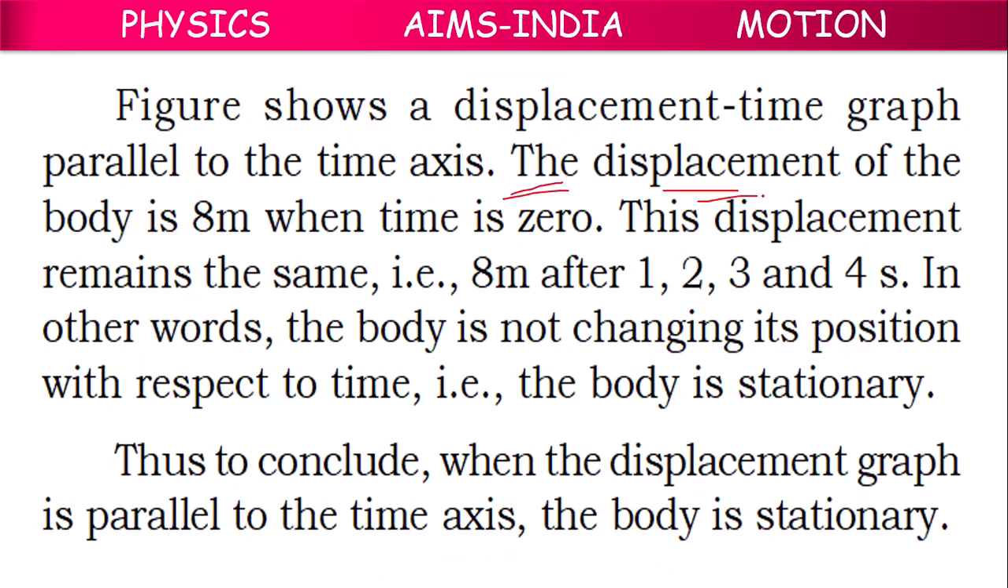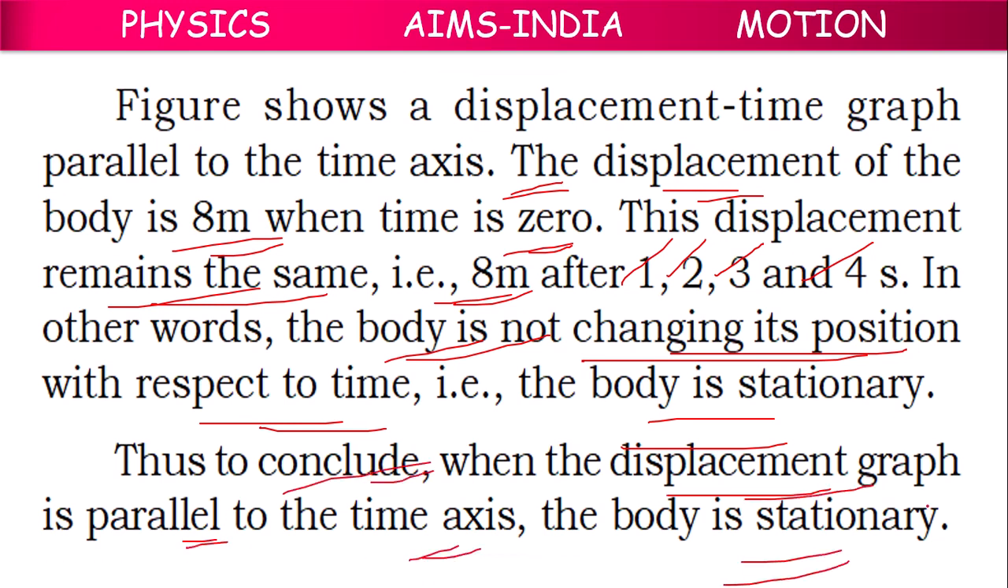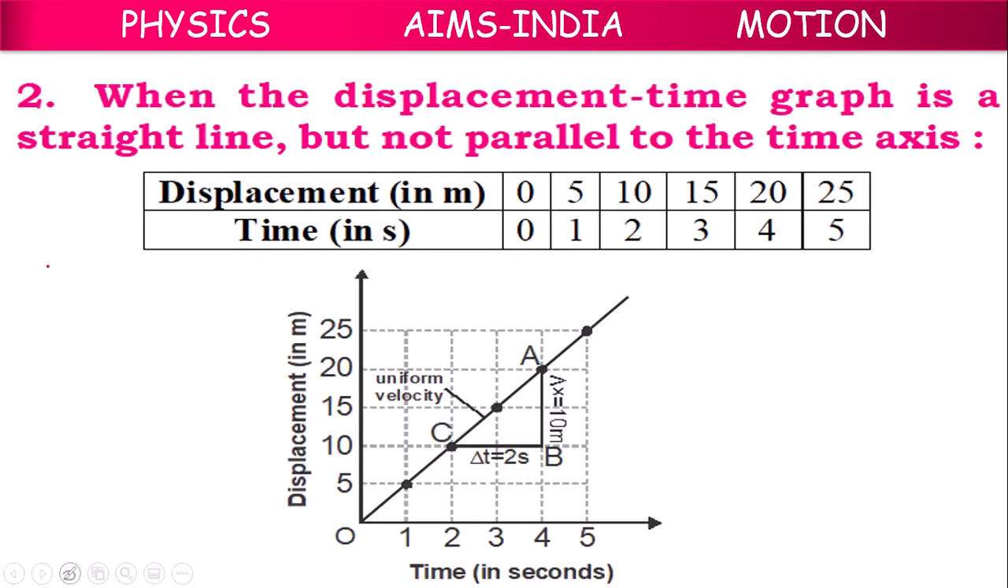So the displacement of body is 8 meters when the time is 0. The displacement remains the same, 8 meters after 1 second, 2 seconds, 3 seconds, 4 seconds. Means the body is not changing its position with respect to time. So the body is stationary. So we can conclude that when the displacement time graph is parallel to time axis, the body is said to be stationary. This is one kind of graph.